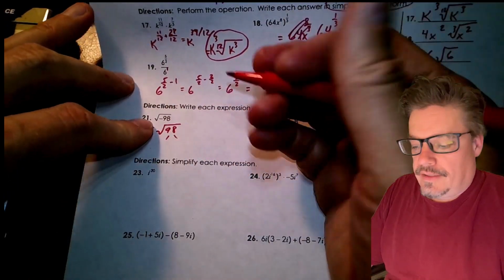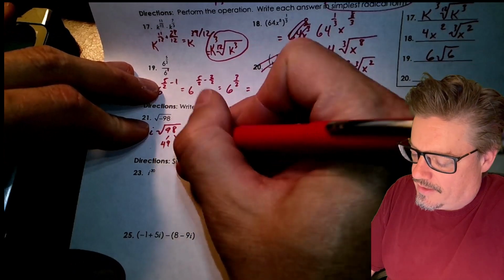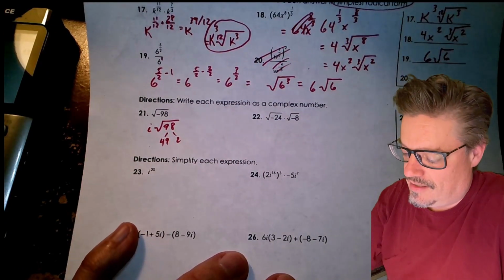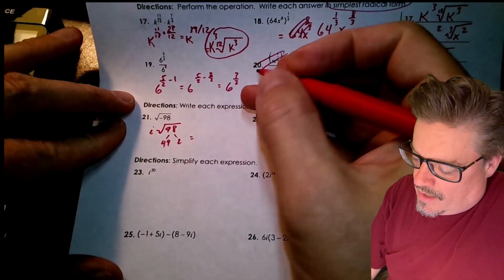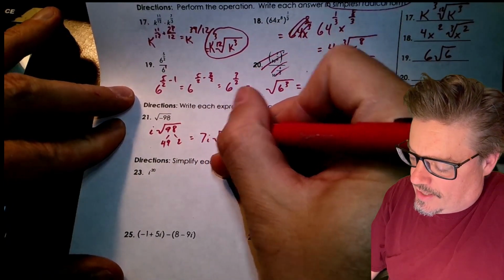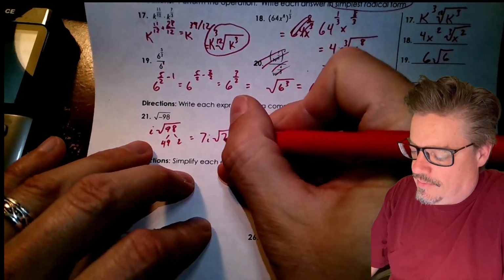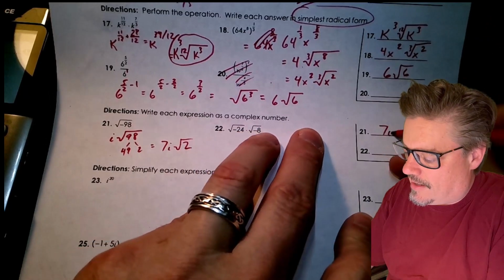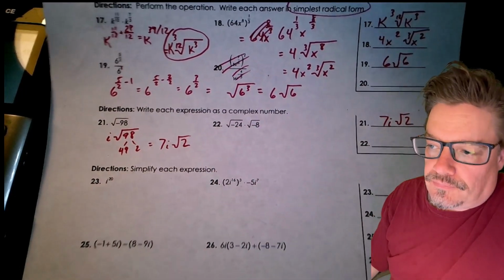Were you screaming at the screen? You should be. You should have been. I forgot 49. I went all around 7 squared. Such is the struggle. Okay, so this pair of 7s is coming out, and we've got an i there, okay? So our final answer is 7i radical 2, okay?